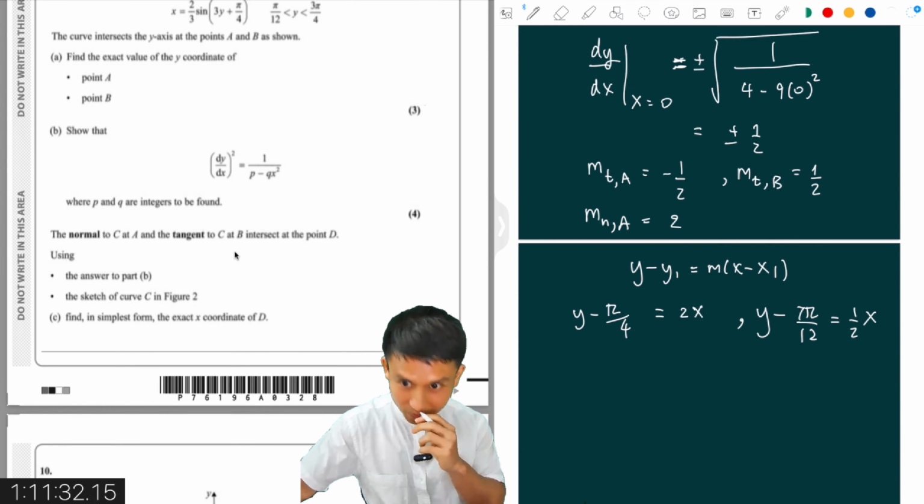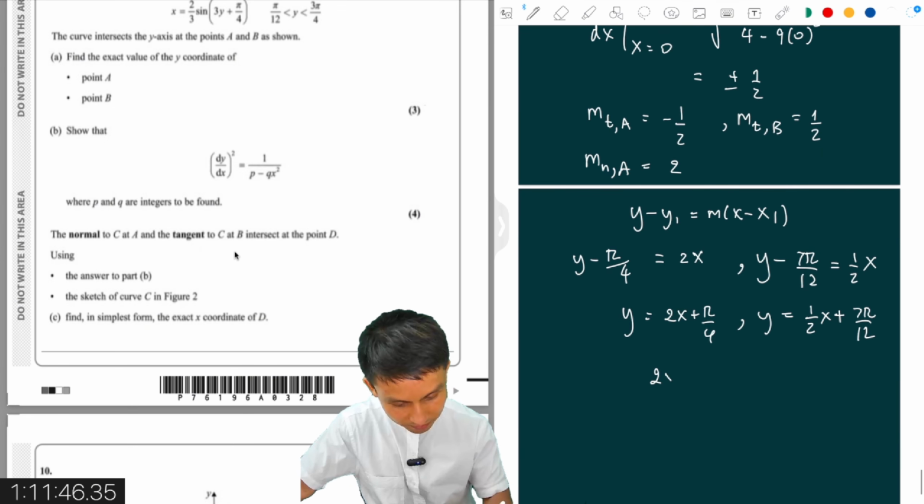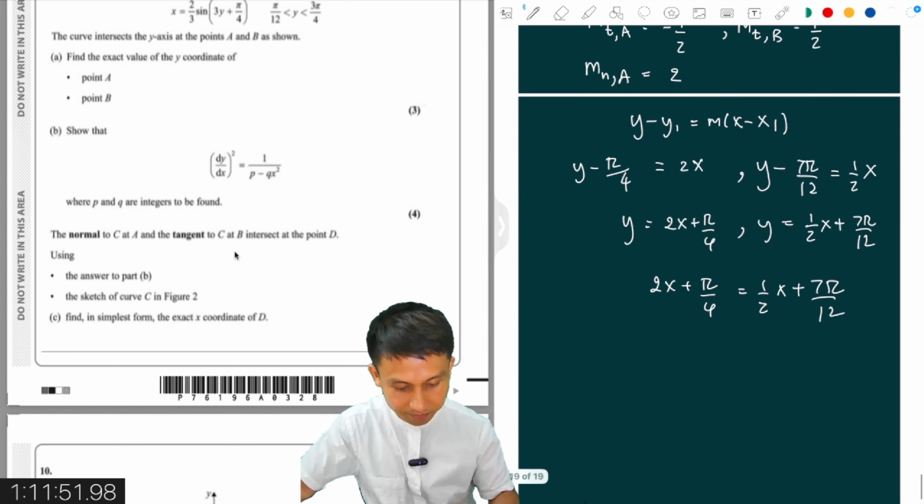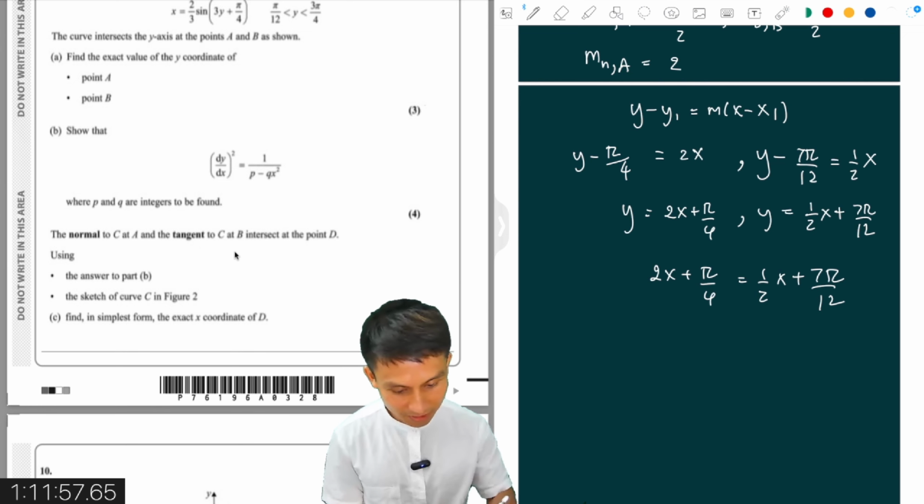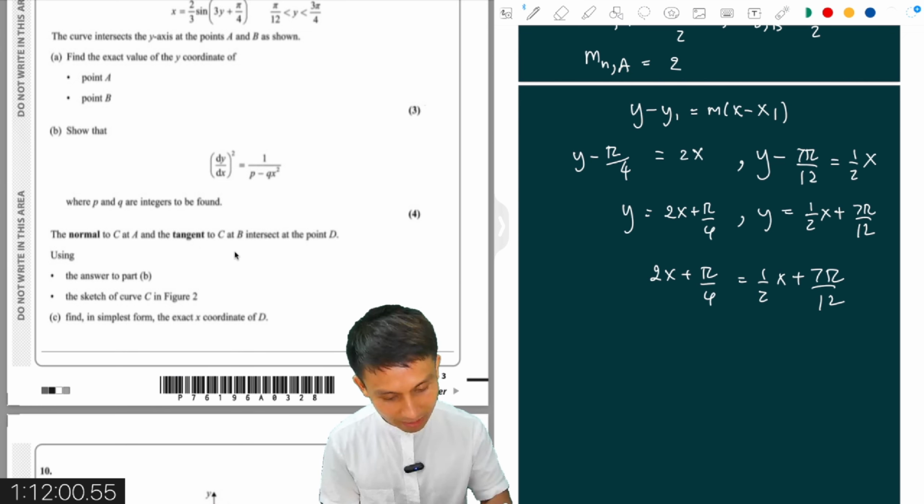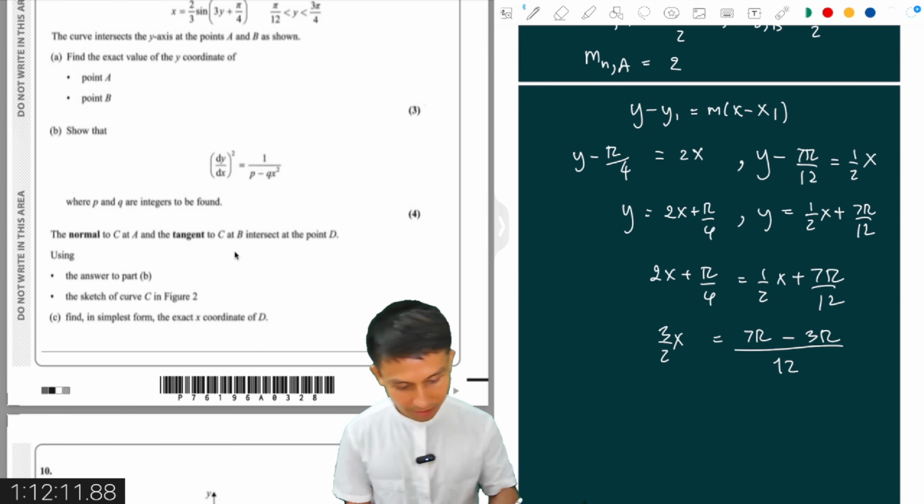And now we equate these two. We want the x coordinate, so we should keep the x, so we make y the subject. So this is y equals 2x plus pi over 4, y equals 1 over 2 x plus 7 pi over 12, and we equate the two. There you go. And yeah, the answer should be the x coordinate of D. So simplifying the x term, we get 3 over 2 x here, and we move that. So that is just 3 pi all over 12 there. 3, yep, I think I'm okay.